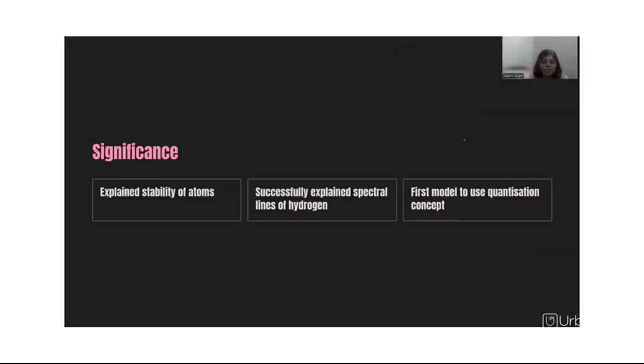So what is the significance of Bohr's model of an atom? He explained the stability of atoms. He explained the spectral lines, like Lyman, Balmer, Paschen, Brackett, Pfund. That is another concept, we'll study it when we get in touch through the Urban Pro profile. And this was the first model which used the concept of quantization. That means energy is there in fixed quantities. That is the meaning of the word quantization.